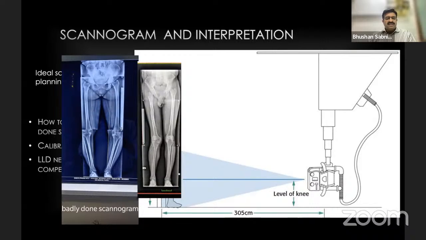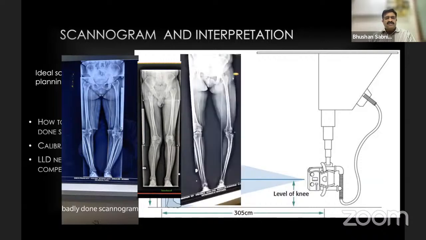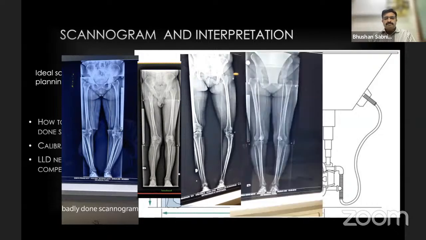This is a decent scanogram. You can see the patellae are in the middle, but the pelvic obliquity is not compensated for. This again will not be a good scanogram. Similarly, this one, the pelvic obliquity is not compensated, so the radiographer should have put a block under the left leg to compensate for a mobile pelvic obliquity.